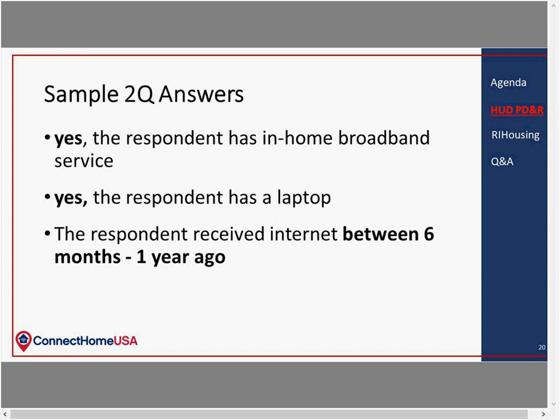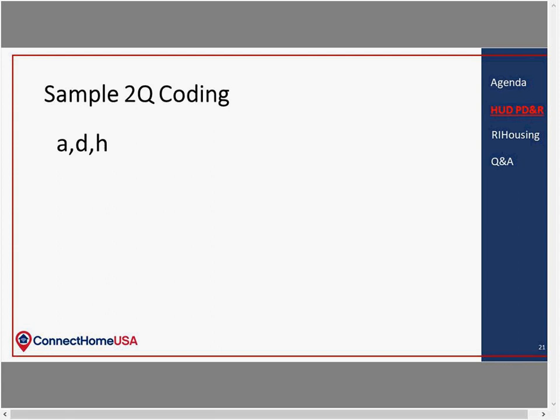So here we have sample 2Q answers for yes, the respondent has in-home broadband service, yes, the respondent has a laptop, and yes, the respondent received it between six months and 1 year ago. So these are sort of the plain English answers that you might expect to get. It's actually how it would look encoded in the form. So A, D, H.